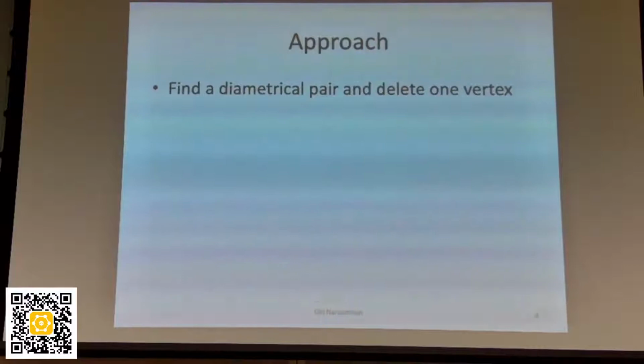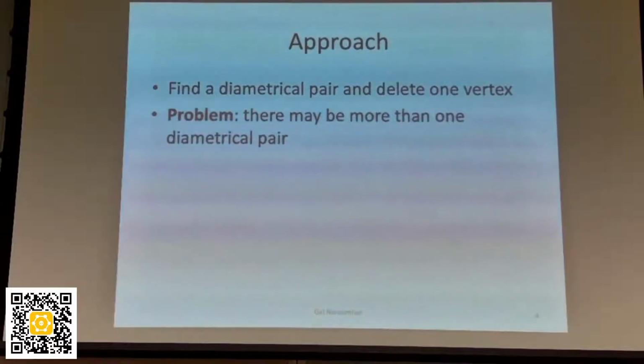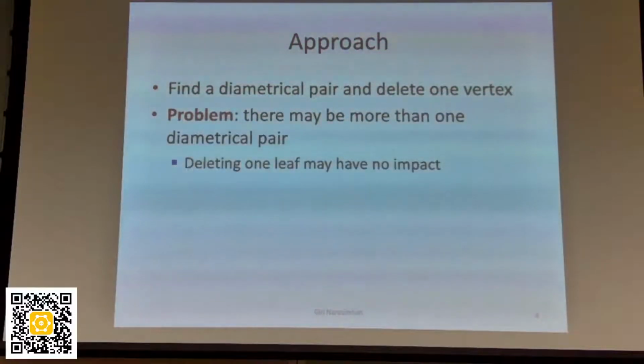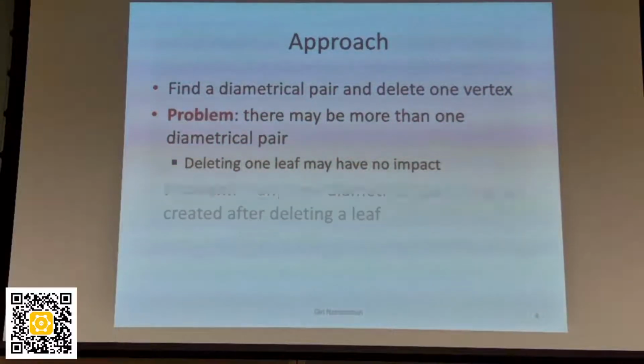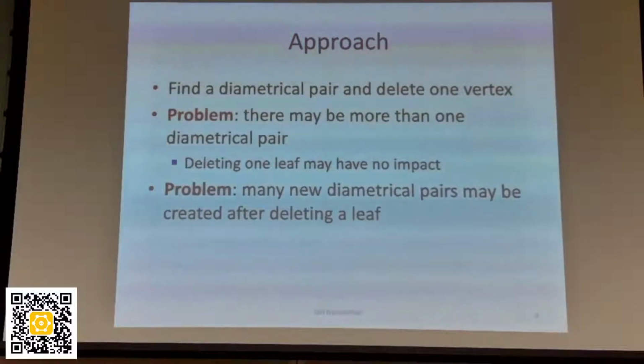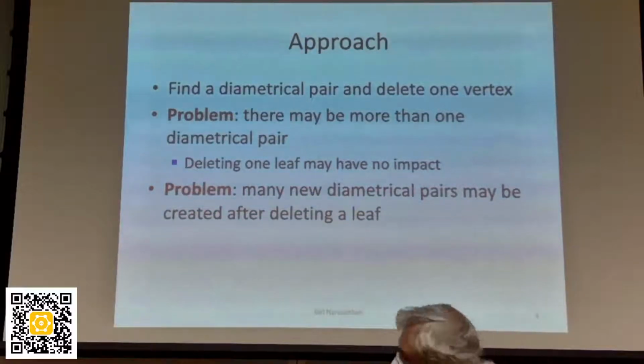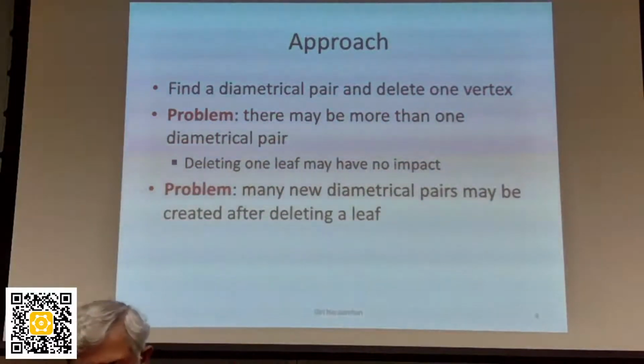But since we know how to find the diameter, the first idea is what Ricky said earlier. You find a diametrical pair, and then you delete one of the leaves, because each one is going to be a leaf. We know that for sure. That doesn't work, because there may be lots of diametrical pairs. So deleting one leaf may have no impact. It may not change your diameter at all. What's worse is that when you remove a vertex, you could create new diametrical pairs.